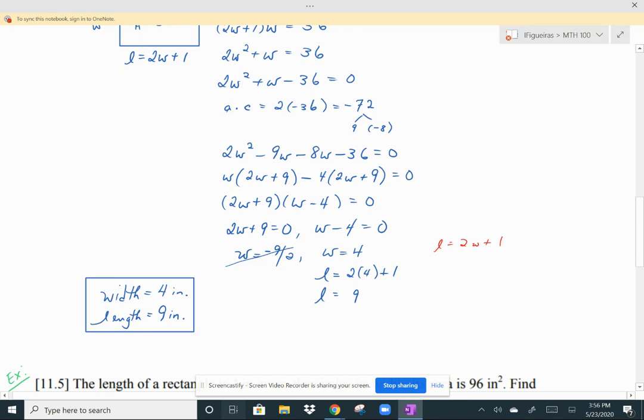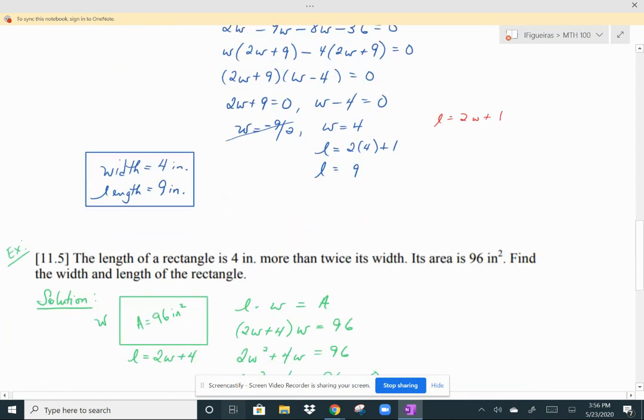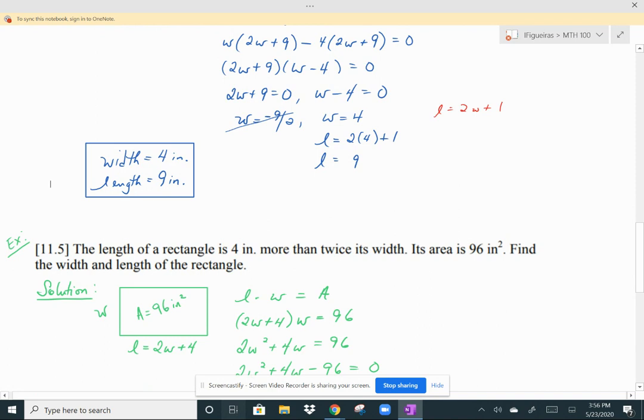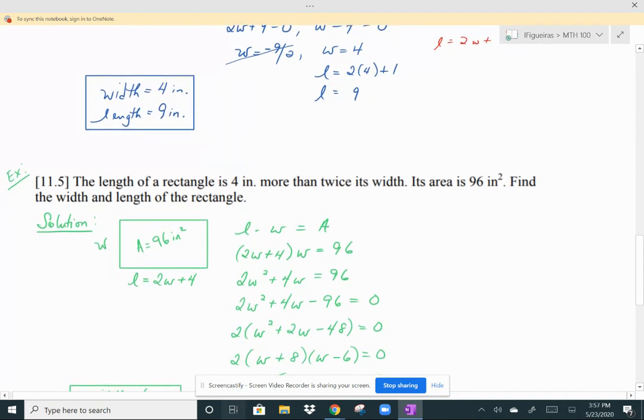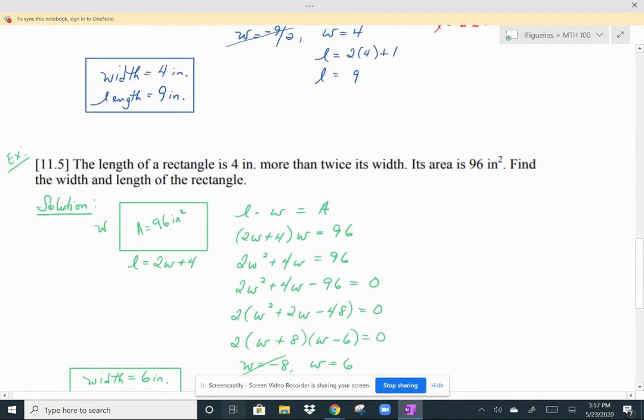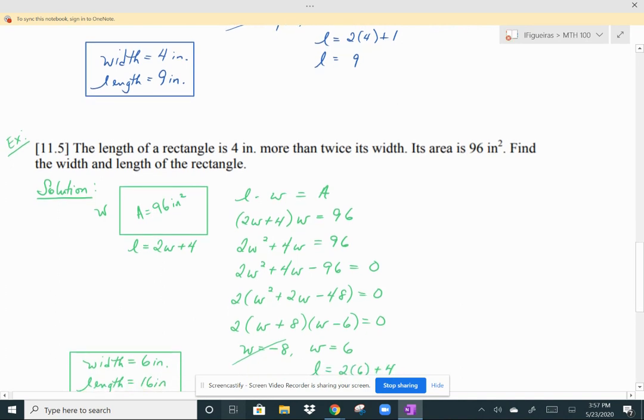Okay, so let's do another. This is another one regarding a rectangle. It says the length of a rectangle is 4 inches more than twice its width. Its area is 96 inches squared. Find the width and the length of the rectangle.